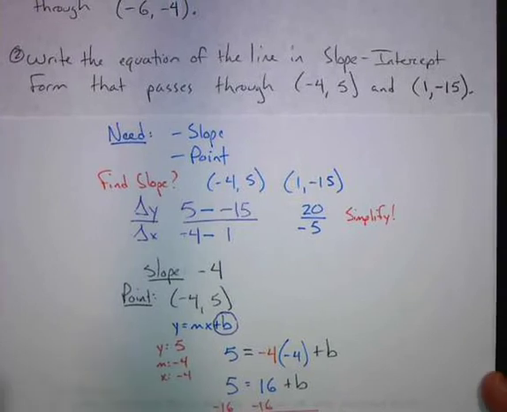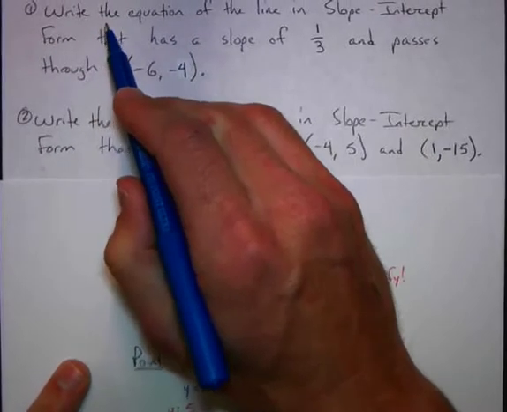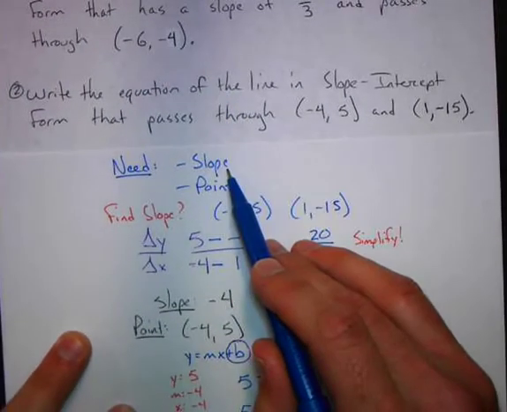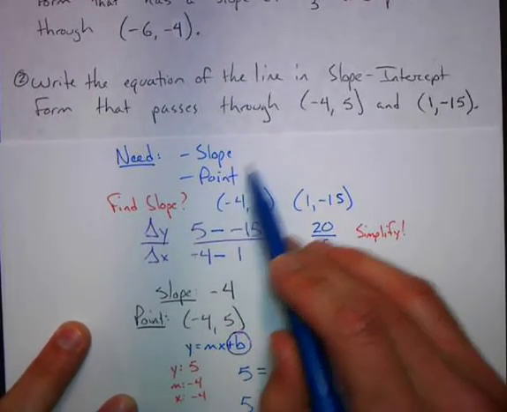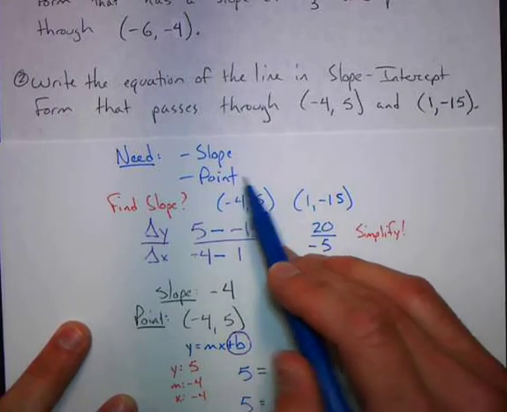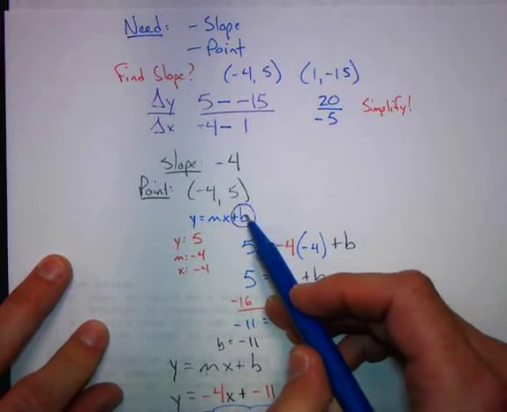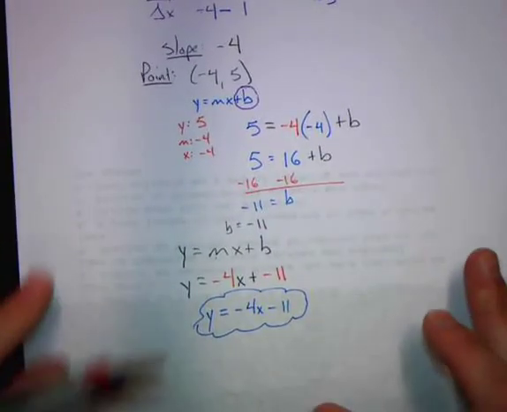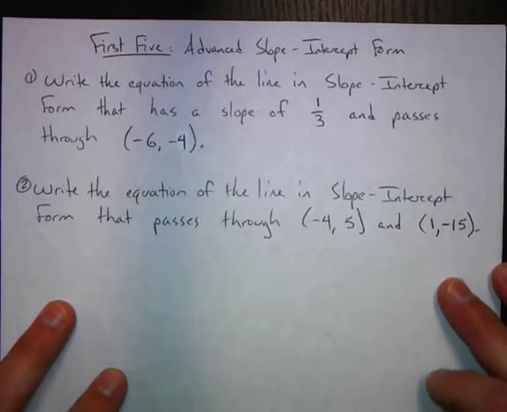Just remember, in general, when we are writing the equation of a line, we need a slope, we need a point. If we are not given the slope, we can find it. And if we have the slope and a point, we can find out what the y-intercept is, what the b is, and then write our equation. And that's how we use slope-intercept form in a more advanced way.